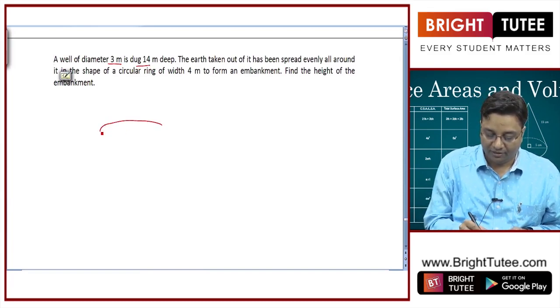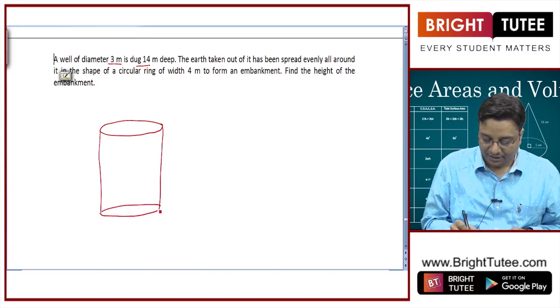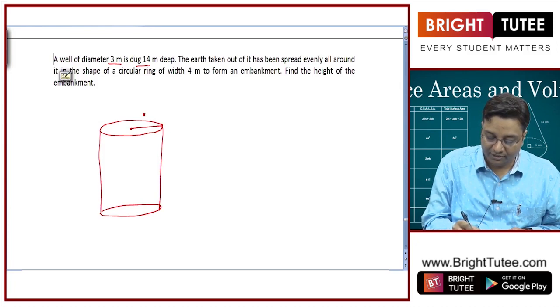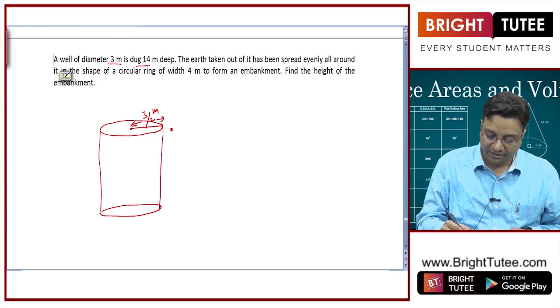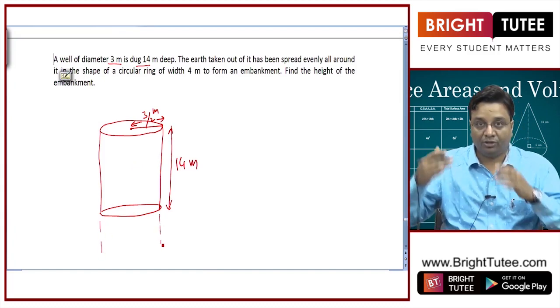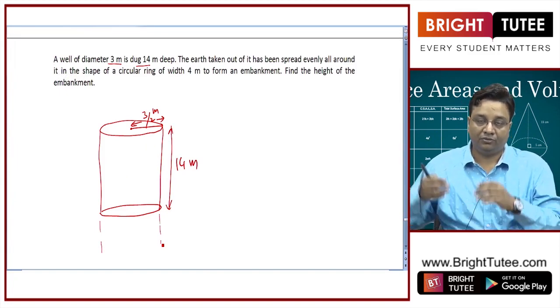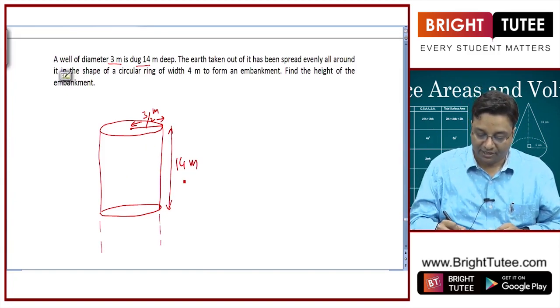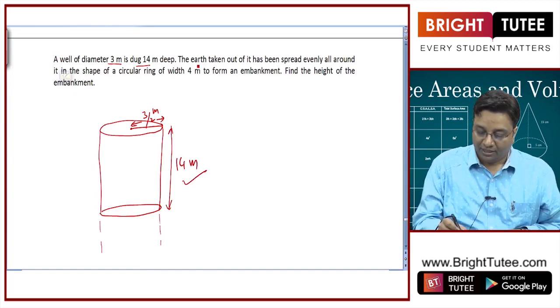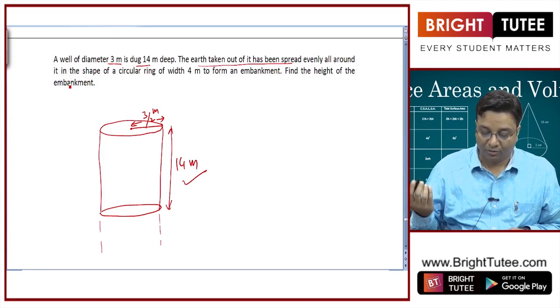Okay, there is another well which has got diameter 3 meter and is dug 14 meter deep. So there is a well and its diameter is 3 meter, so its radius is 3 by 2 meter and it is dug 14 meter deep. So this may not be the entire well, it may go beyond, right? You can keep on digging and you will go deeper and deeper, but we are digging only up to 14 meters. Earth taken out is being spread evenly around it in the shape of a circular ring.